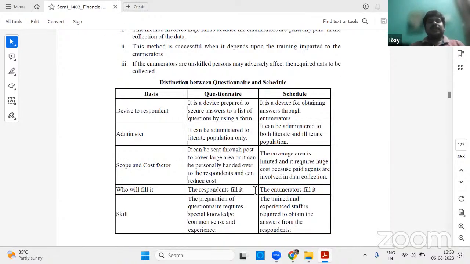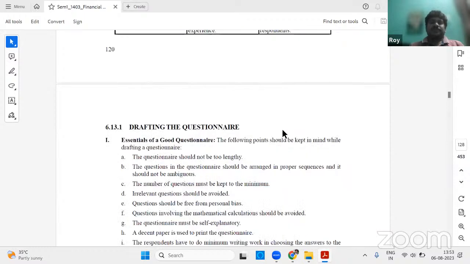Next, who will fill it? The respondents fill it, or the enumerators fill it. Skill: the preparation of the questionnaire requires special knowledge, common sense and experience. Trained and experienced staff is required to obtain the answers from the respondents.